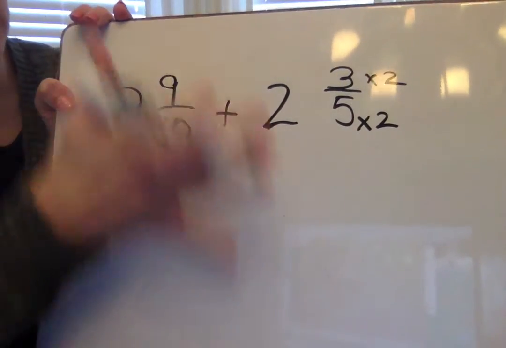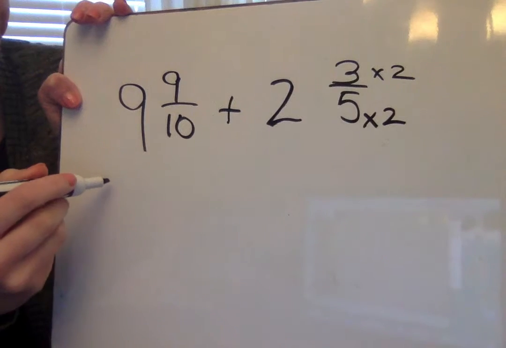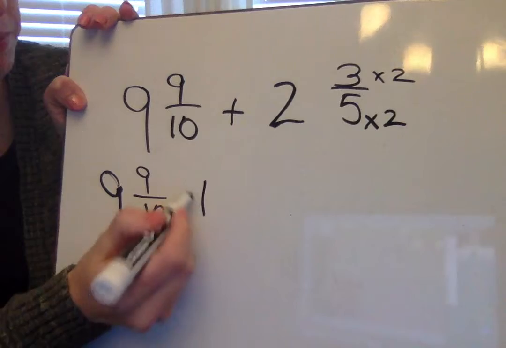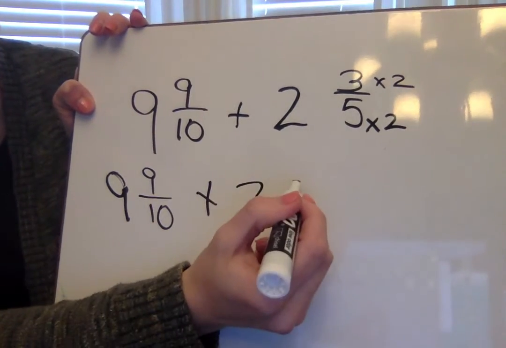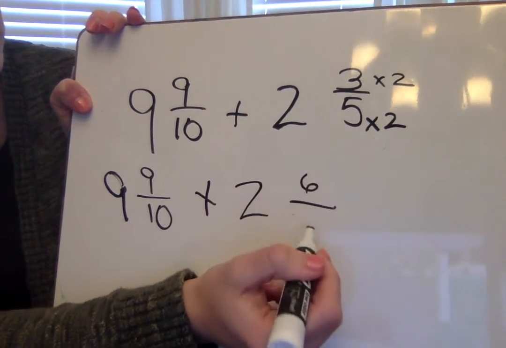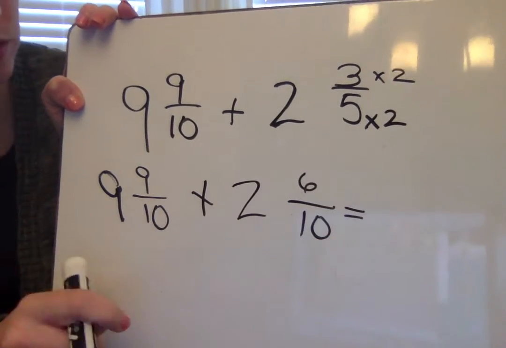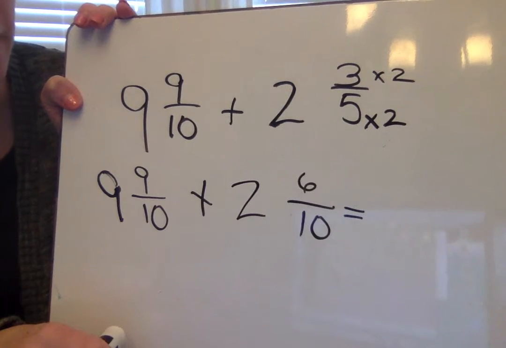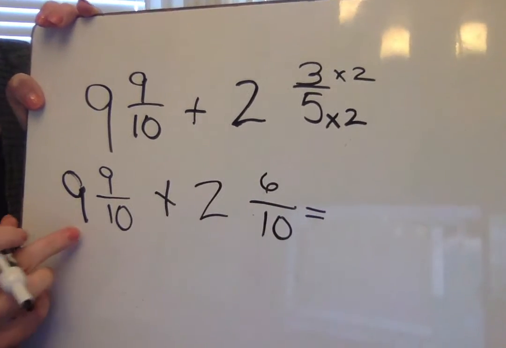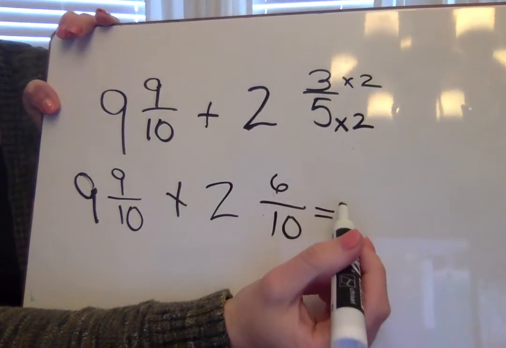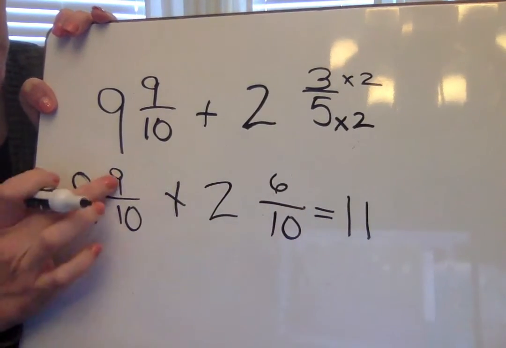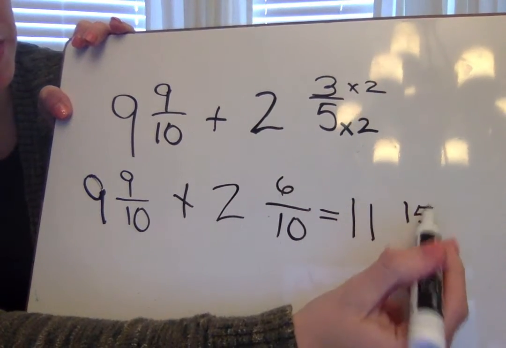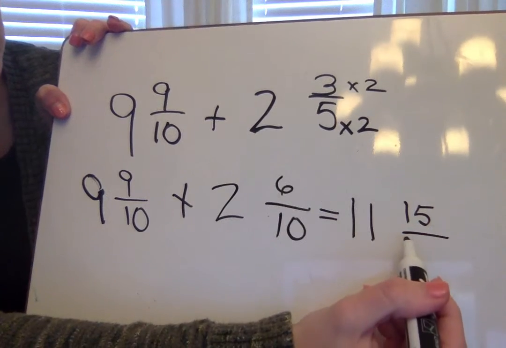All right, let's bring them down to make my new problem. So I've got 9 9/10 plus 2 6/10. Okay, take a look at that. All right, now I'm going to add it up. I've got 9 plus 2, which is going to be 11. And then I've got 9 plus 6. 9 plus 6 is 15. So it's going to be 15/10.